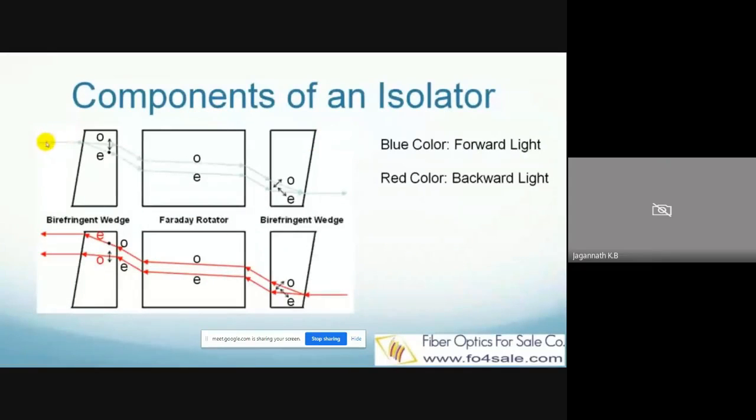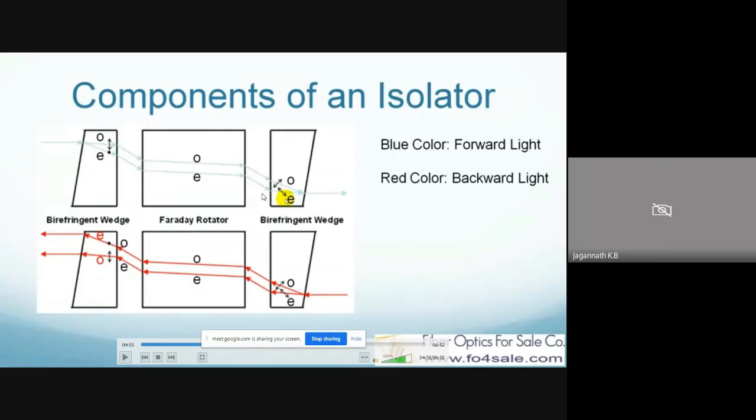Let's look at the forward direction first. The input light is separated by the input birefringent wedge into two beams. The O beam has a 90-degree vertical polarization and the E beam has a 0-degree horizontal polarization. After the Faraday rotator, both beams are rotated by a 45-degree angle. Here O is the ordinary ray, and E is the extraordinary ray. O is vertically polarized, that's why it keeps moving in the same direction, and the extraordinary ray is bent. So the O beam is at 45 degrees and the E beam is at minus 45 degrees.